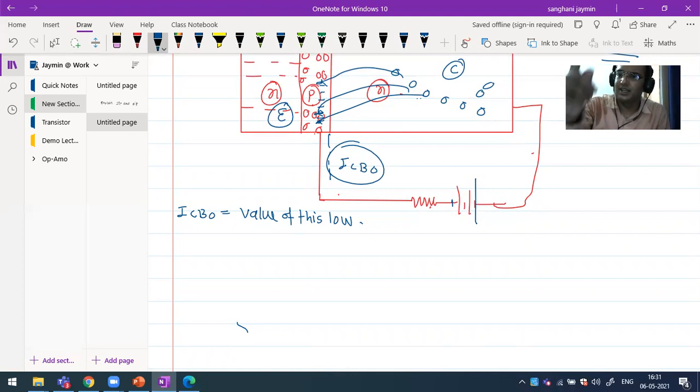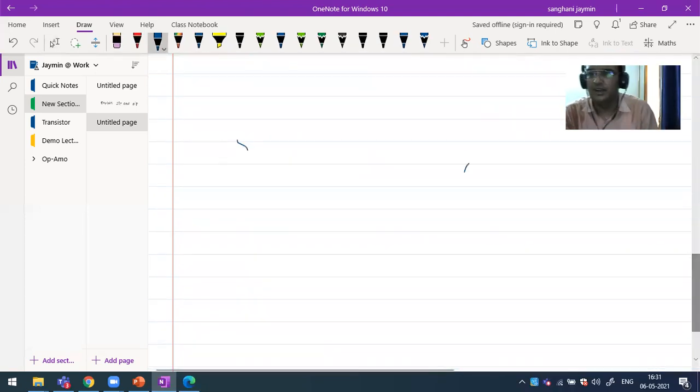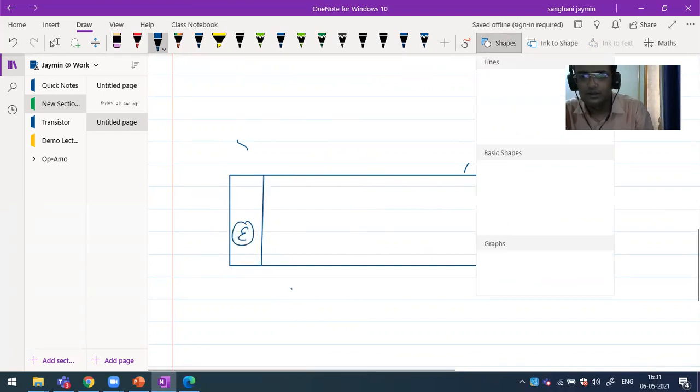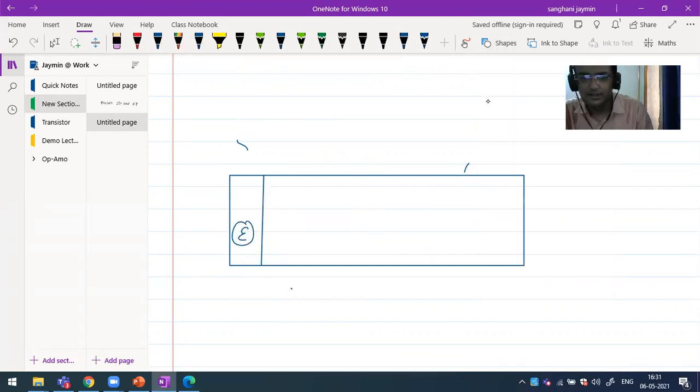Collector current will be higher in common emitter. Why? Because all the electrons are transferred via the emitter. Remember that point. I will sketch the figure here. See this. This is known as the ammeter. See this, this is known as the base. And see this, this is known as the collector.